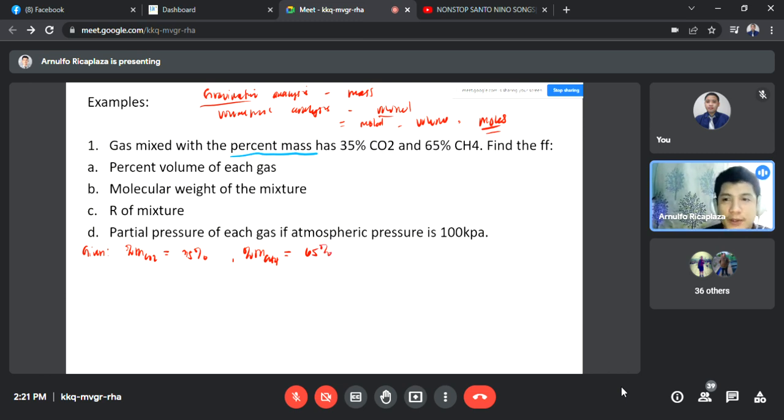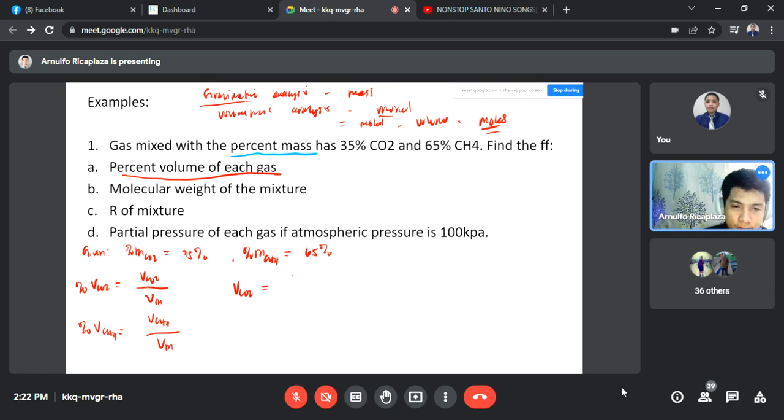To find the percent volume of the CO2, kuhaon na to ang volume sa CO2 over the total volume. And of course, to find the volume of the CH4, kuhaon na to ang volume of the CH4 over the total volume. So we will use this formula. First is the CO2: the volume of the CO2 is equal to the percent mass of CO2 all over the molecular weight of CO2. So to find the percent volume of the CO2, we have 0.35 all over.